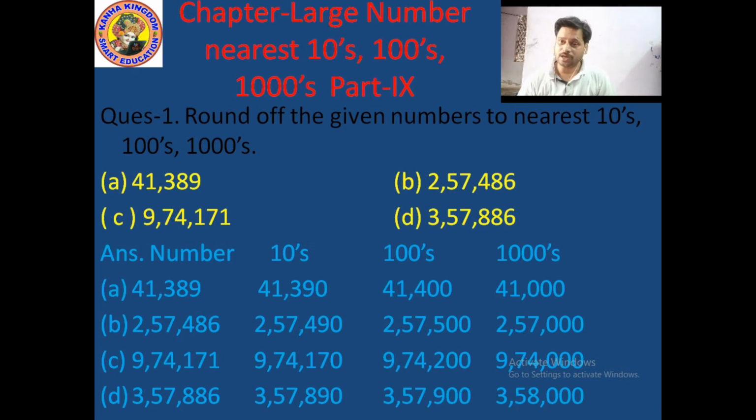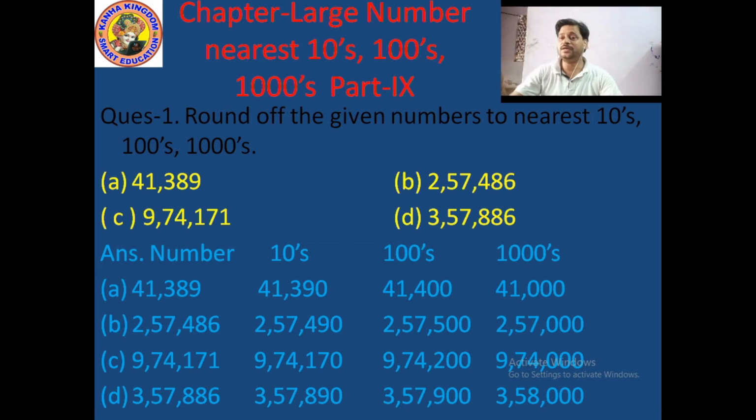Or I will tell you one more. Okay, this is the D part, and the question is 3,57,886. Once again I repeat the number, 3,57,886. Now in nearest 10, first we check two digits, the ones place and the tens place. In this number the ones place is 6, and 6 is greater than 5.